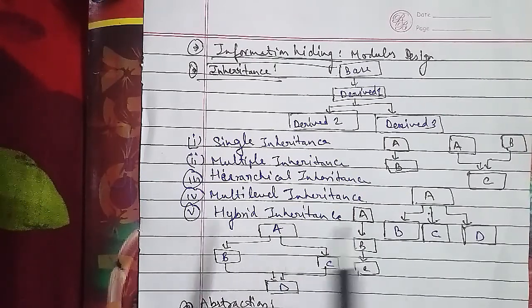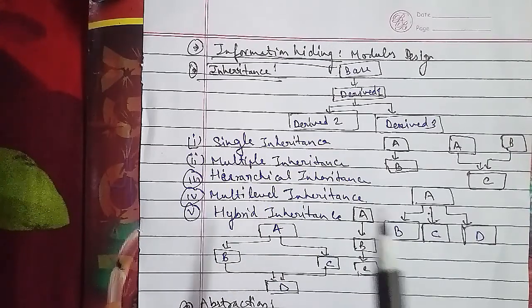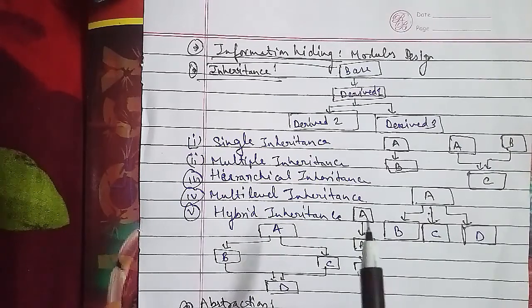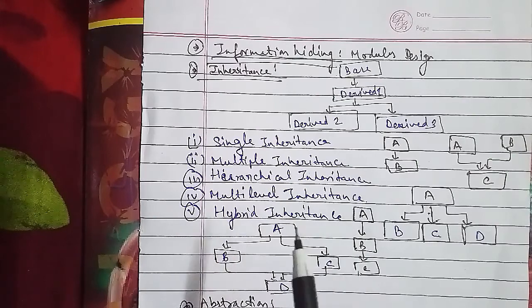The second we have data abstraction. Functional abstraction and data abstraction are the two broad types of abstraction here.